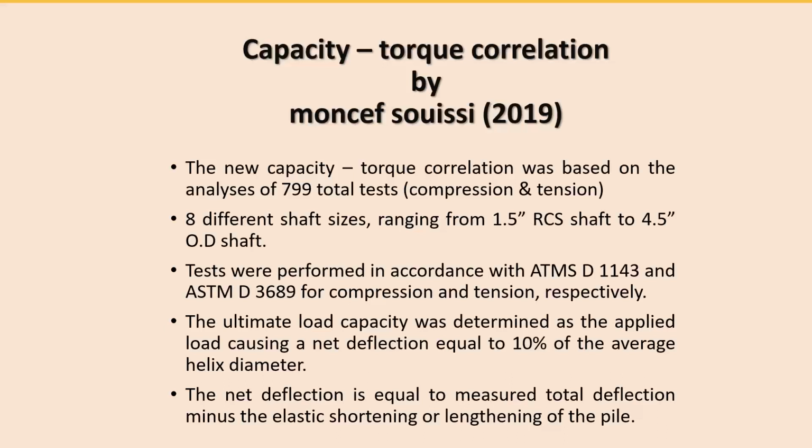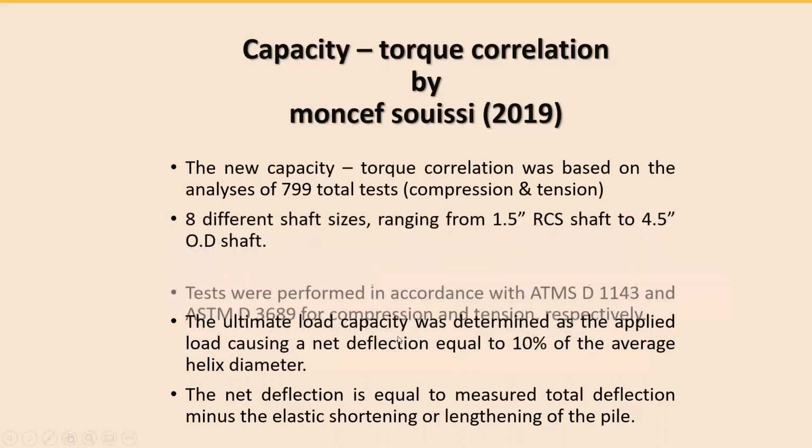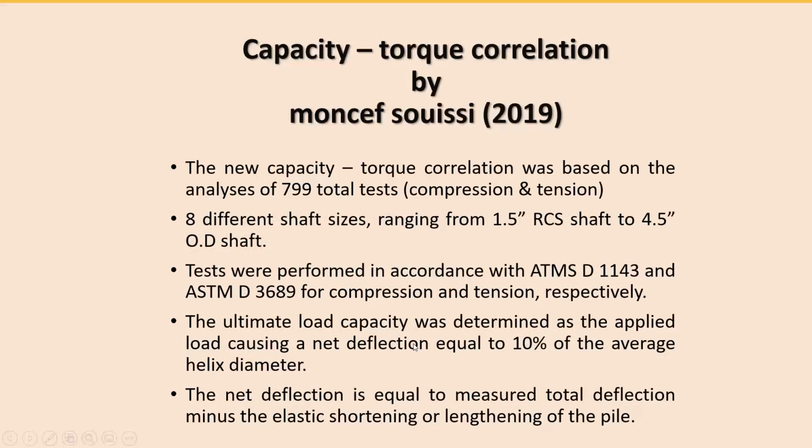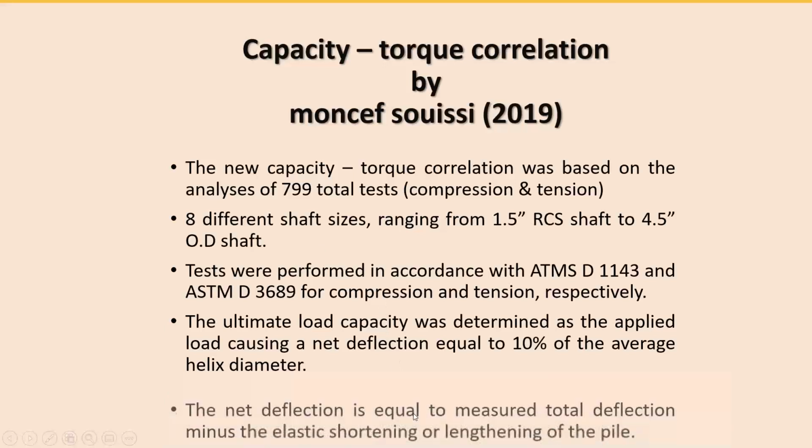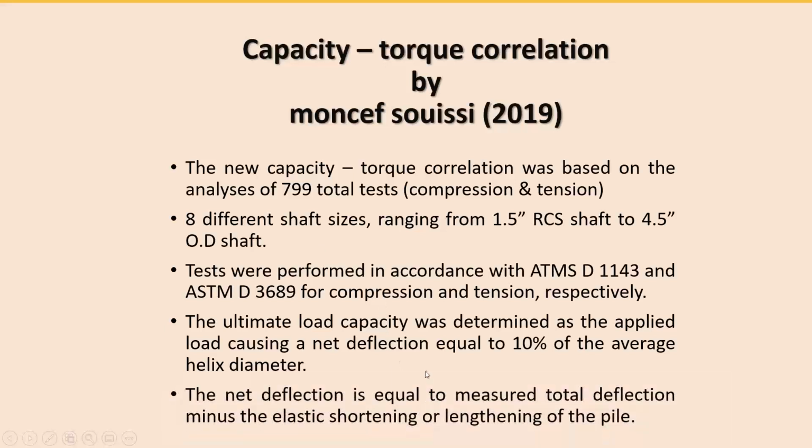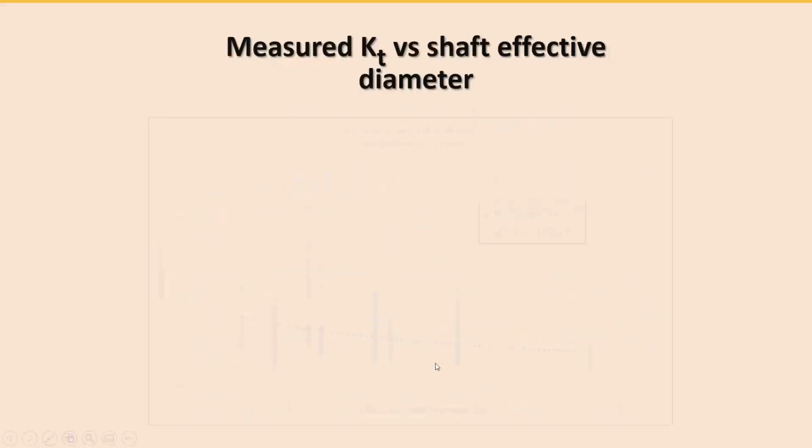These tests were performed in accordance with ASTM 1143 for compression and 3689 for tension. The ultimate load capacity was determined based on 10% net deflection. You have to remember, this is very important, that the KT value I talked about is based on 10% net deflection test results. I will talk a little bit about this later, because it is very important. The net deflection is equal to the measured total deflection minus the elastic shortening or lengthening of the pile.